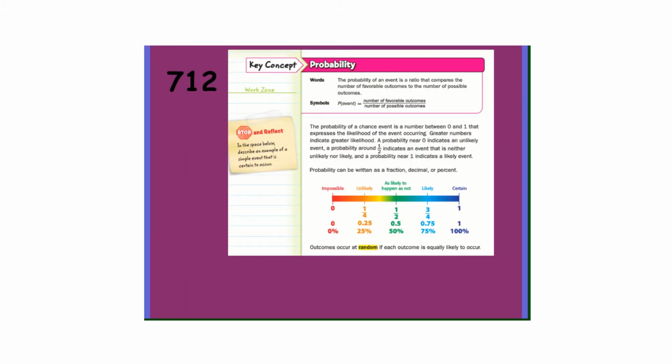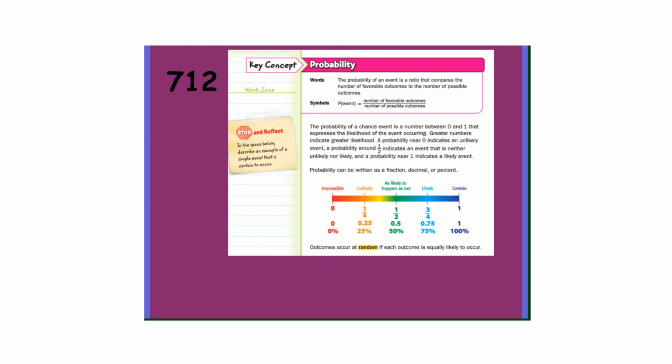So on page 712, like we just wrote down a fraction, a ratio for blue hats out of total hats on the last question, last page. So that's what we're talking about here. Like the symbols, the probability, P, of the event, in parentheses, means the number of favorable outcomes. That means what you're asking for over the total number of outcomes possible.